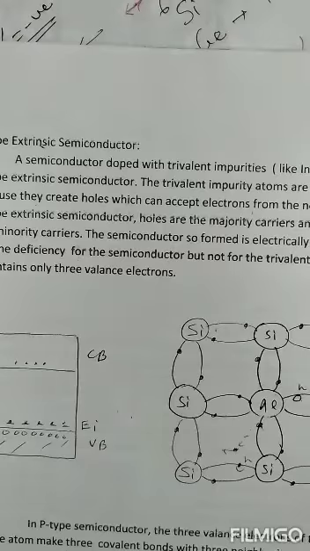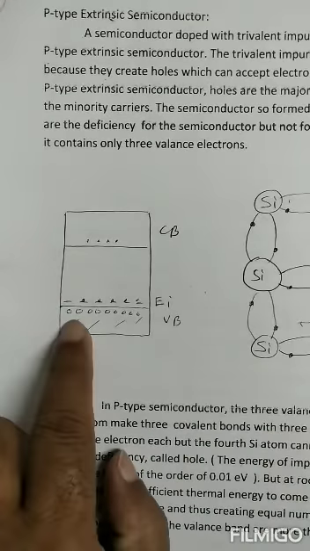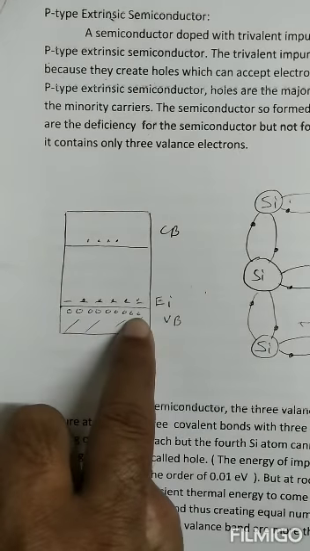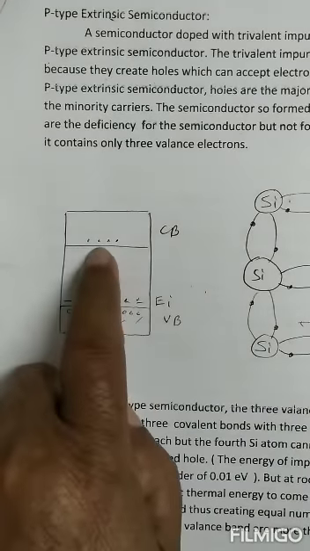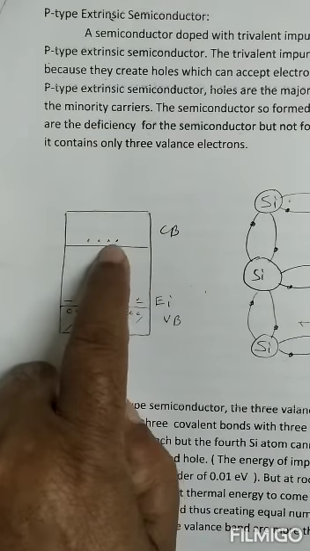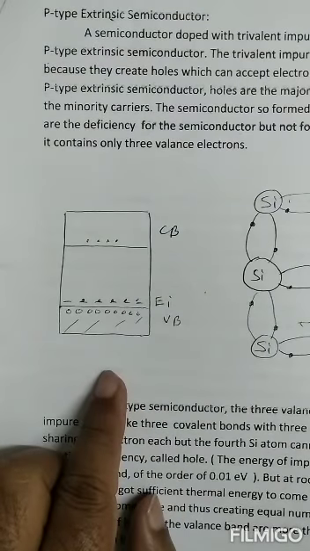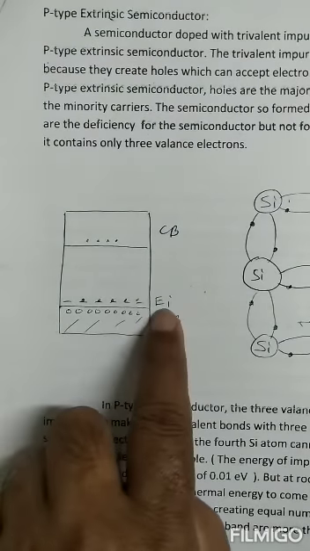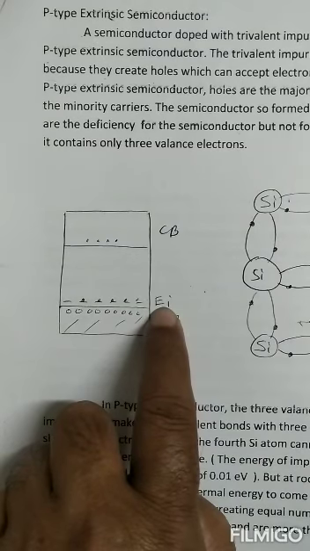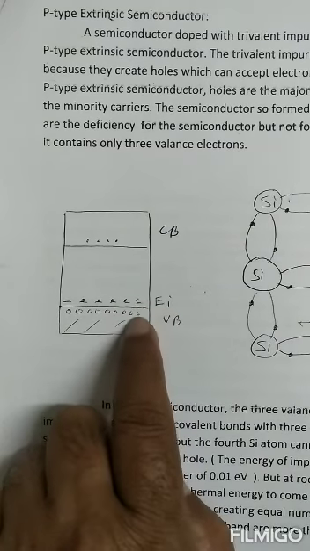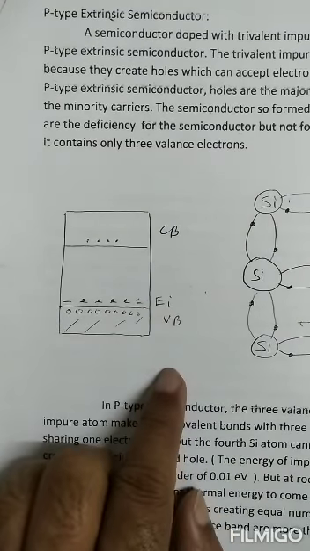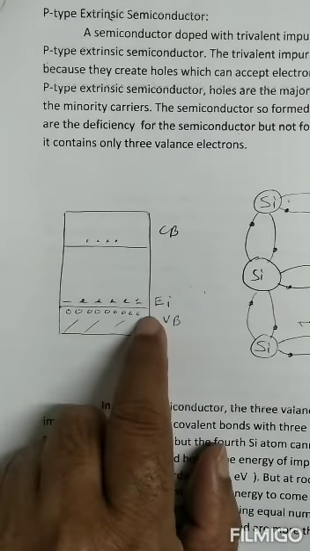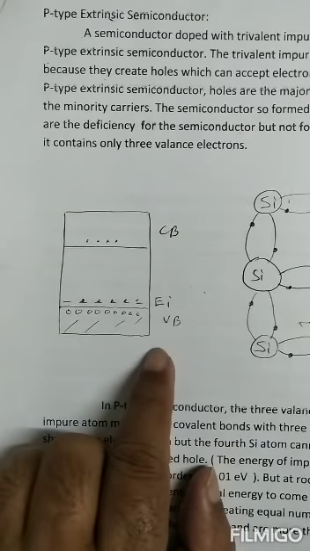In a p-type extrinsic semiconductor, what happens? The number of holes in the valence band is more than the number of electrons in the conduction band. The energy level of the impurity atom is just above the valence band.